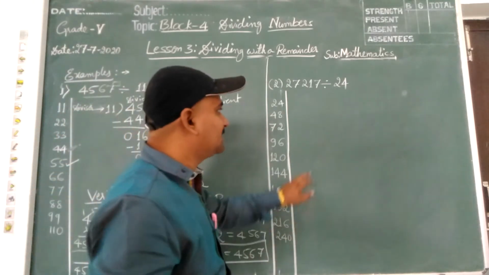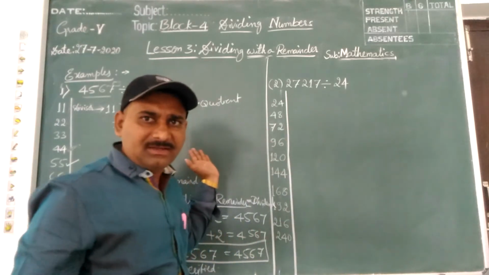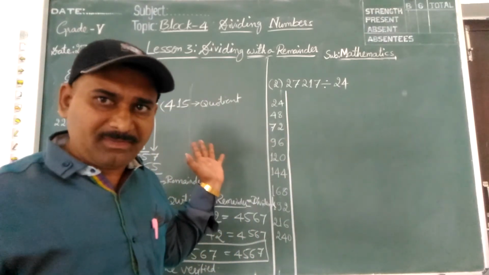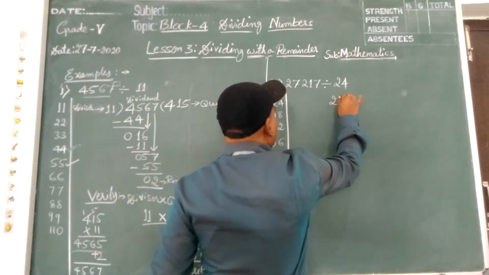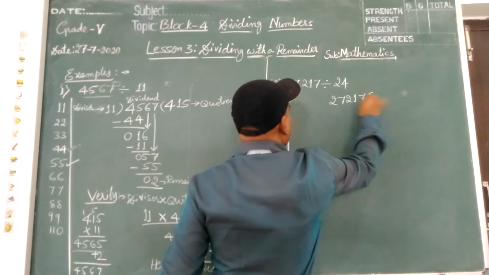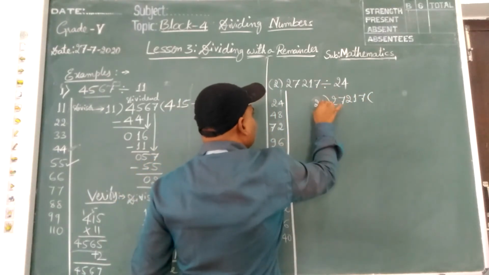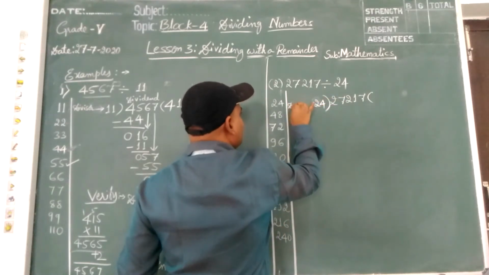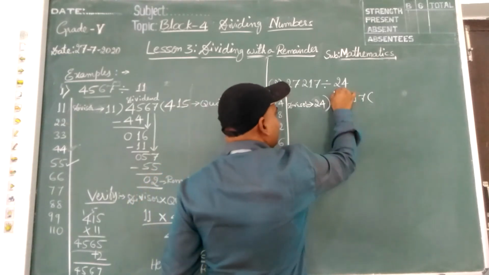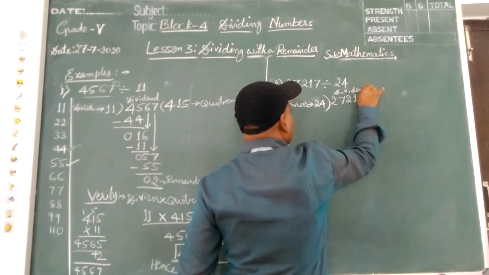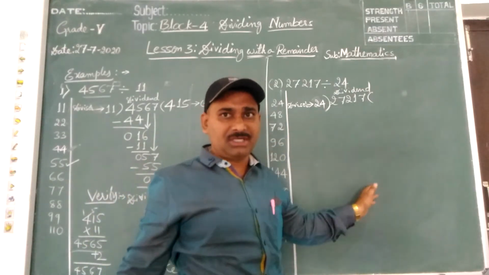So let us see one more example, children, so that whoever has not understood what I am explaining properly will come to know. 27,217 divided by 24. So this is the divisor, children. 24 is the divisor. This is the dividend. Whatever I get here is the quotient and remainder.